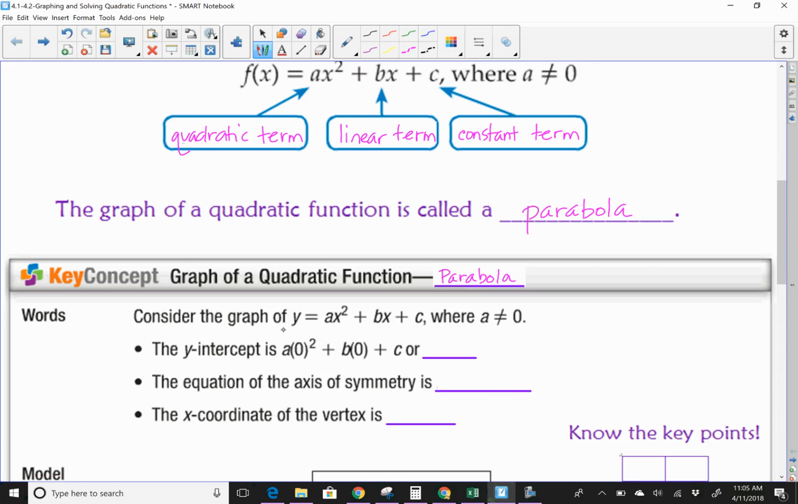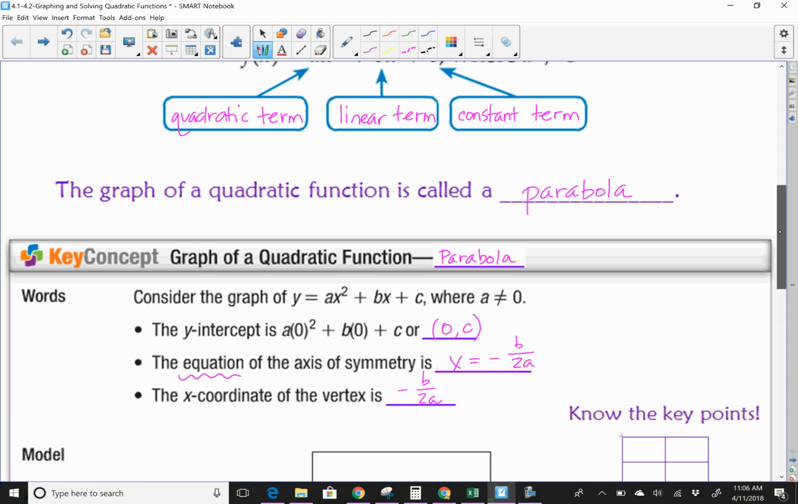And here is our equation in standard form. The y-intercept is always (0, c). So that's something that's important about this form versus the other forms of a quadratic equation. The axis of symmetry is x equals negative b over 2a. And the x-coordinate of the vertex, of course, is negative b over 2a.